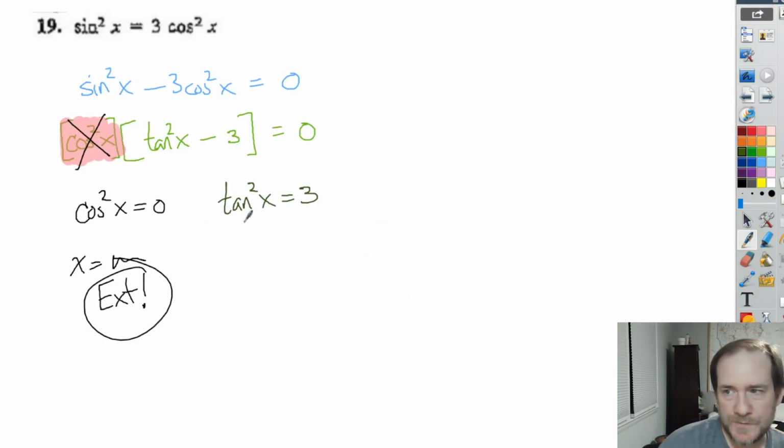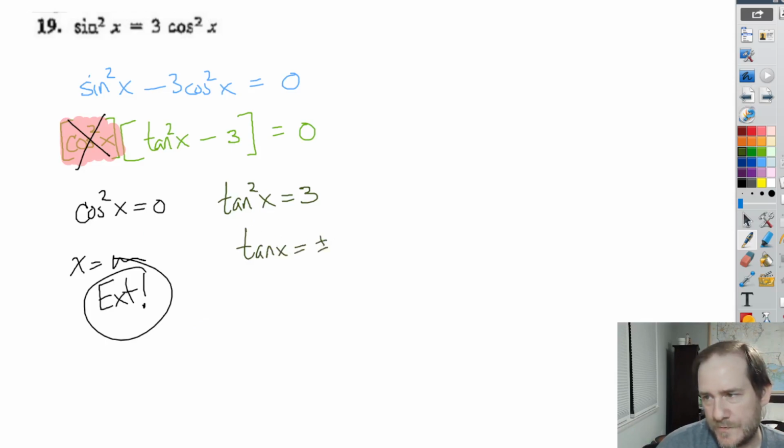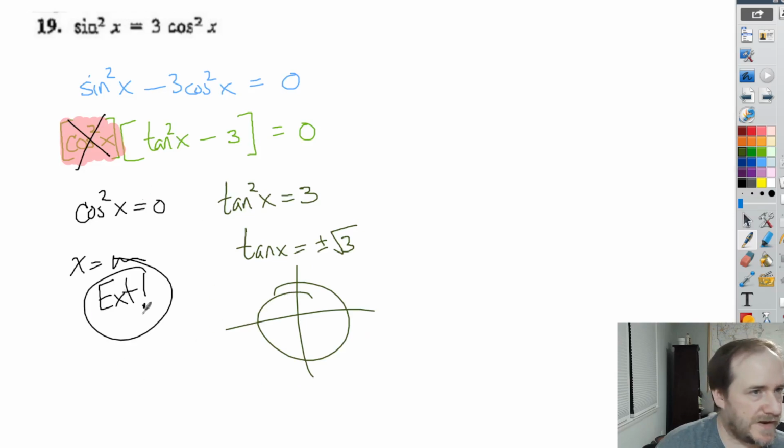Hopefully you see that we're in the same spot. We would take the square root. We would get tangent of x equals plus or minus root 3. Again, I don't need to consider this garbage anymore. So my solution set is now the exact same set that I had before.